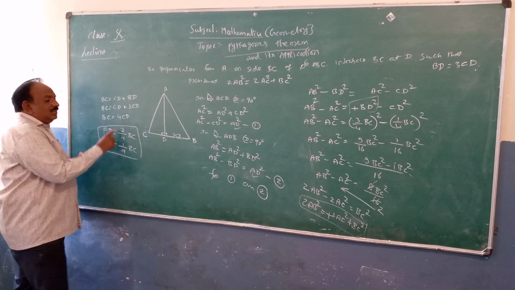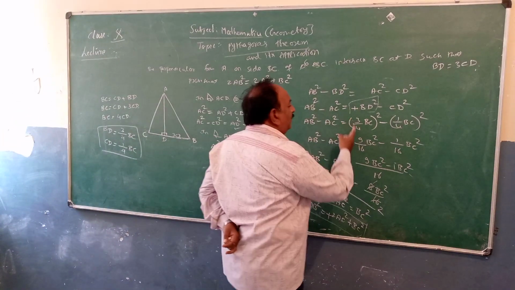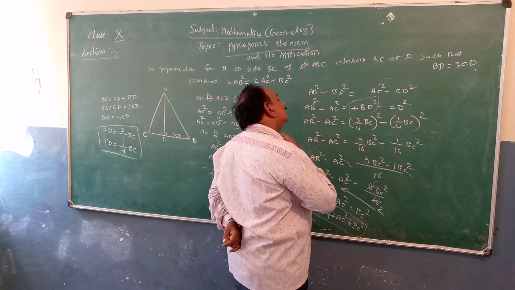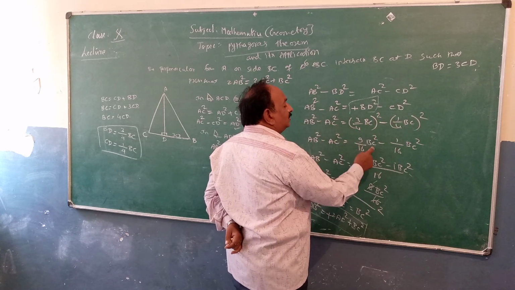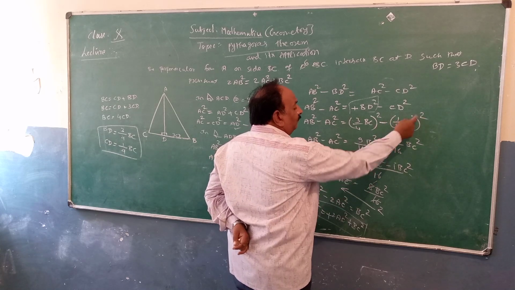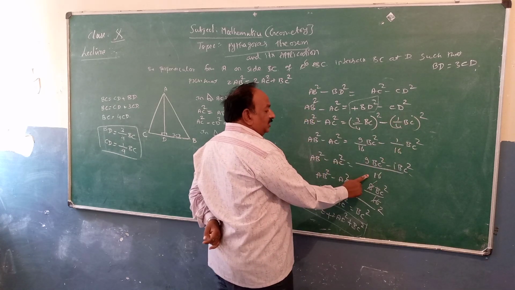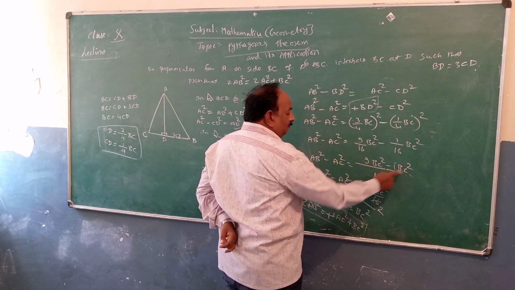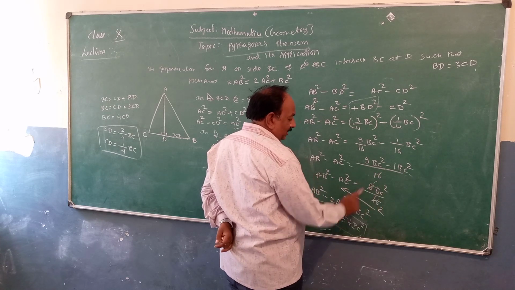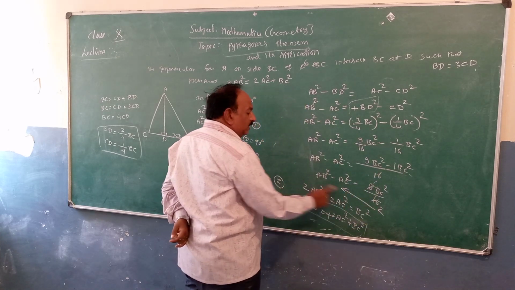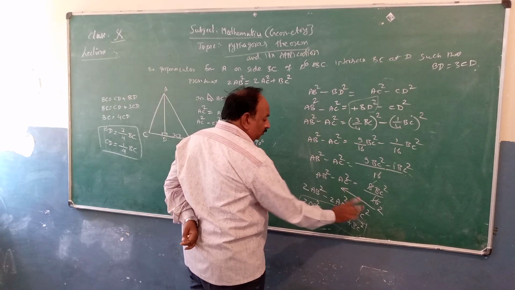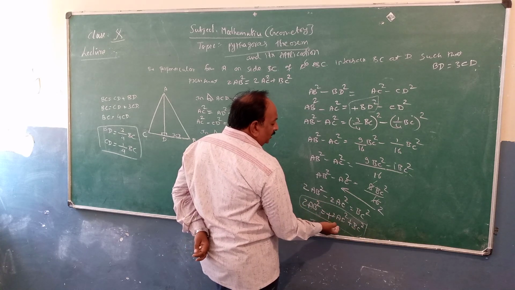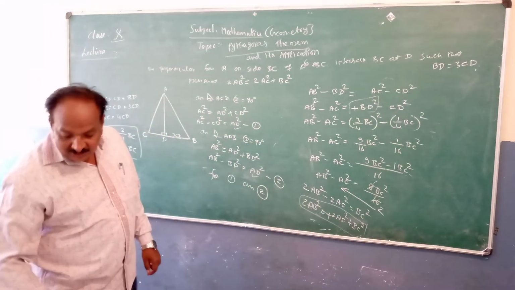What is BD? 3/4 of BC. So 3/4 BC square minus 1/4 BC square. Squaring, 3 3s are 9, 4 4s are 16, BC square. 1 1 is 1, 4 4s are 16, BC square. 16 is the LCM. 9 BC square minus 1 BC square, 9 minus 1 is 8 BC square by 16. 8 ones are 8, 8 twos are 16, so 2 AB square minus 2 AC square is equal to BC square. 2 AB square as it is, minus 2 AC square, go to that side, plus 2 AC square plus BC square.